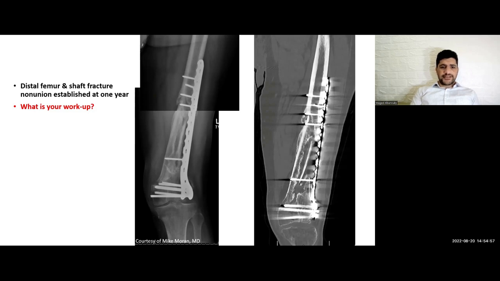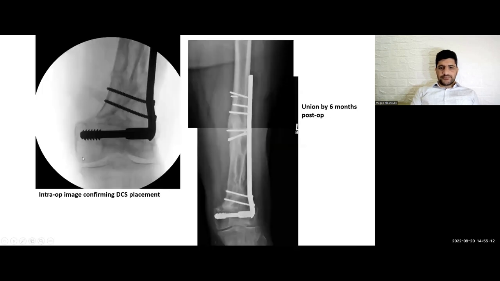So what will you do next? There is persistent pain, no infectious symptoms, skin healed with no draining signs, and CRP is normal. Okay, I will go directly for revision of this open reduction and internal fixation. He may ask, will you put bone graft or not?